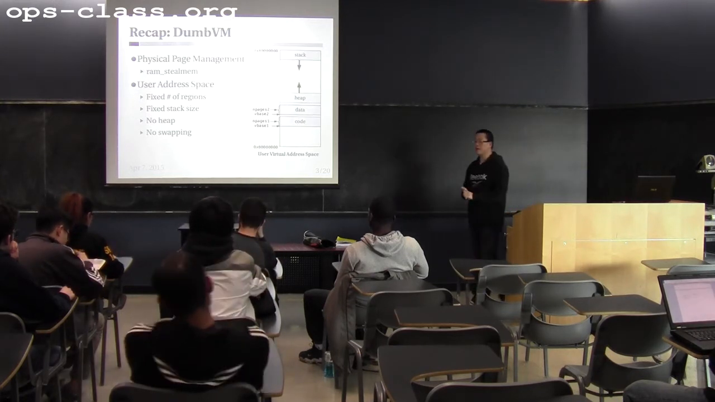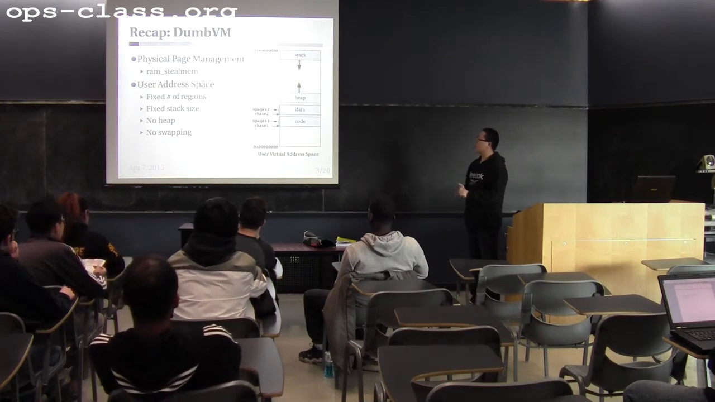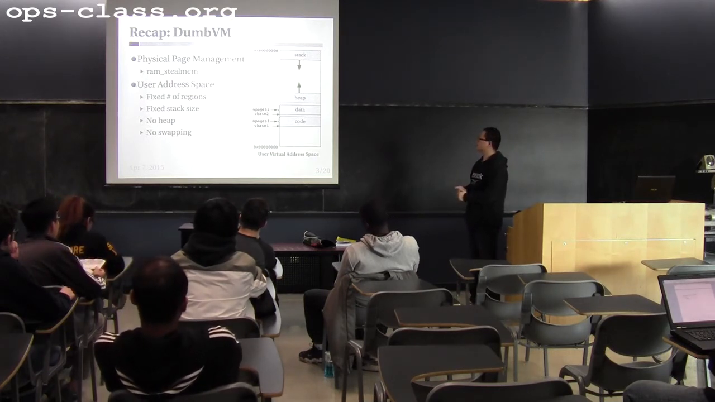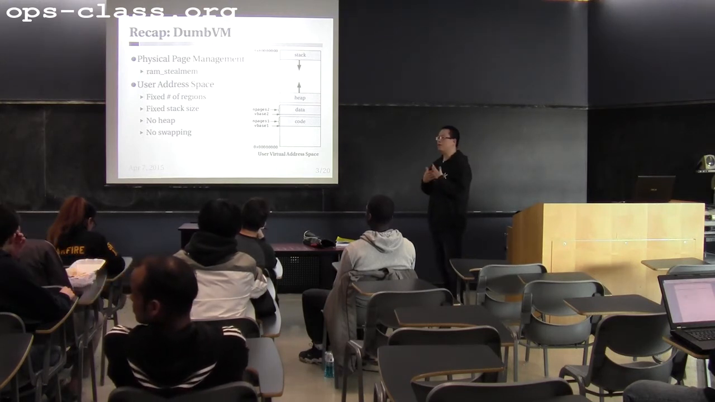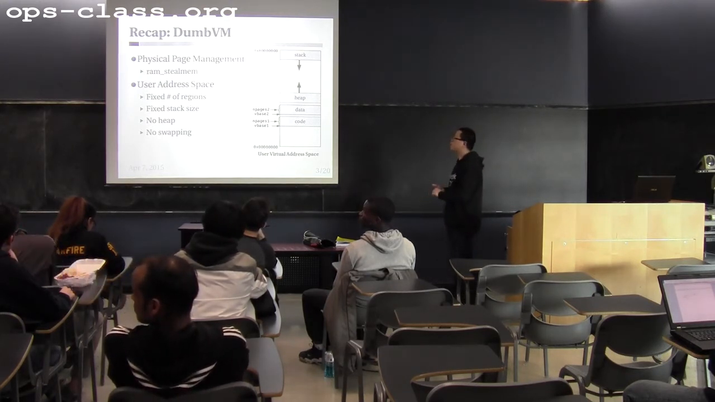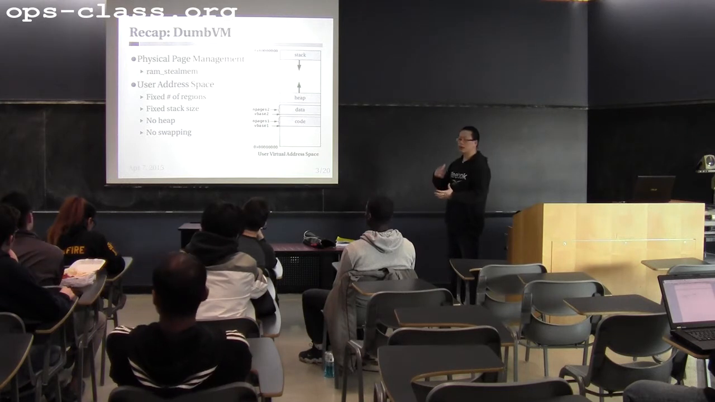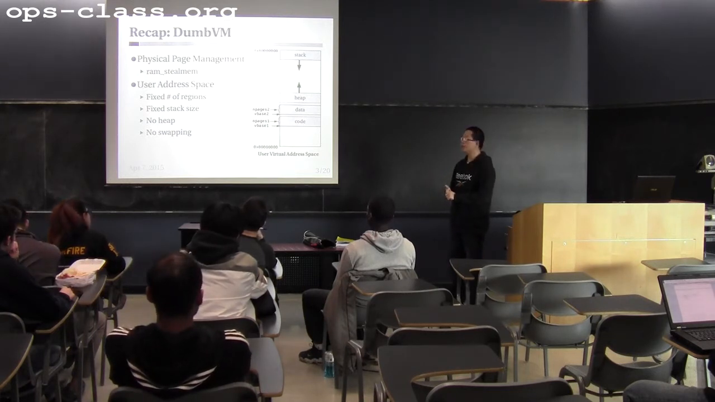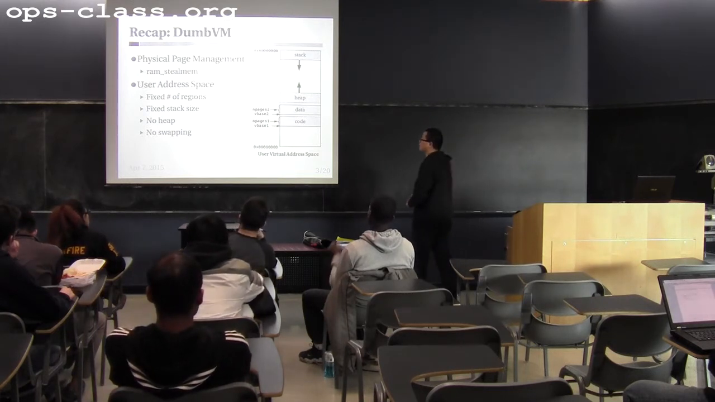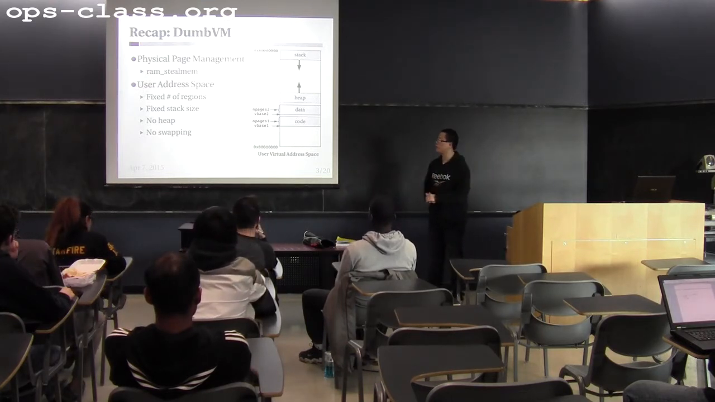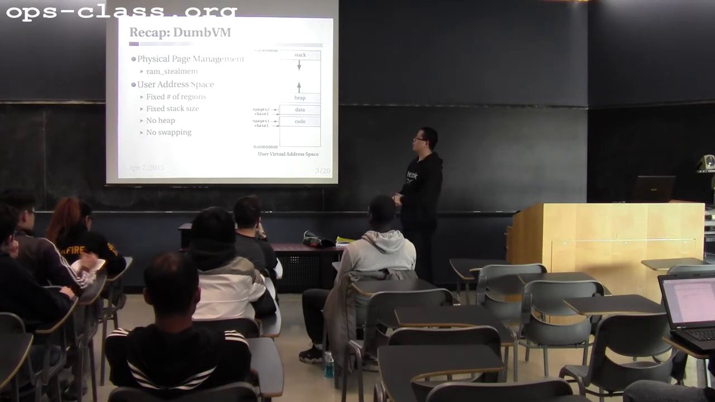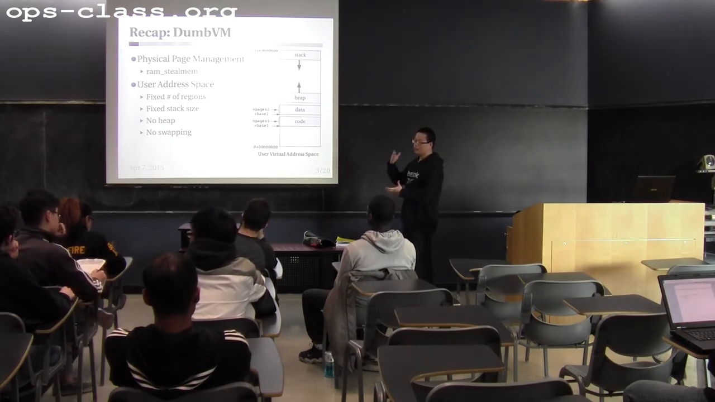And last time we studied dumb VM. How does dumb VM fulfill all those responsibilities? We know that dumb VM does virtually no physical page management. When the kernel wants to allocate some memory or some physical pages from dumb VM, it just calls ram_stealmem, which just steals the memory without ever returning it to the RAM. So that's the physical page management of dumb VM.